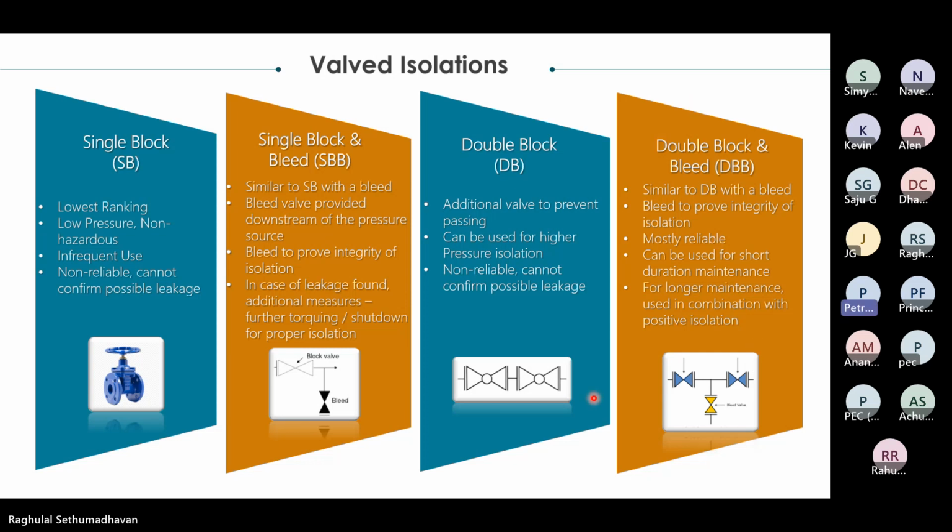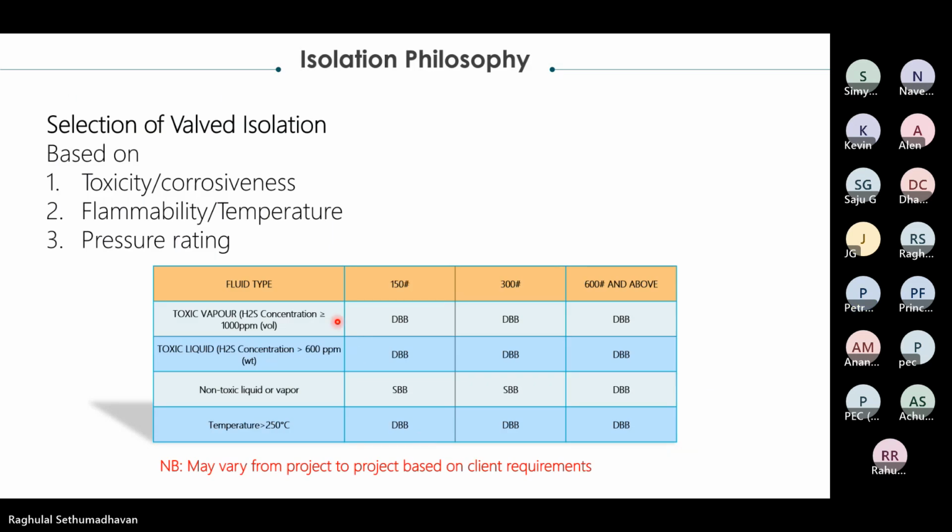Okay, you all know what is DBB, right? Now we'll see where all it will be used, the applications. Here is a typical example taken from some client. Anyway, it will vary from project to project based on the client requirements. Selection of isolation will be based on toxicity, viscosity, granularity, temperature, pressure rating also. So you can see based on pressure rating.